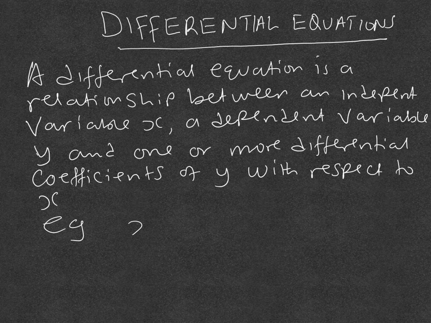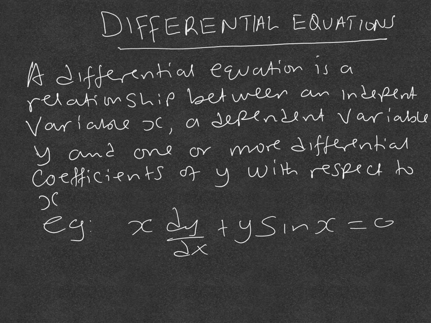Okay, we have x dy by dx plus y sine of x equal to 0. That's a differential equation. Okay, x is the independent variable, y is the dependent variable, dy dx is the differential coefficient. So how are they related in this equation? We can say a product of x and the differential coefficient plus y times sine of x is equal to 0. This is the relationship. So this is what we're going to study.